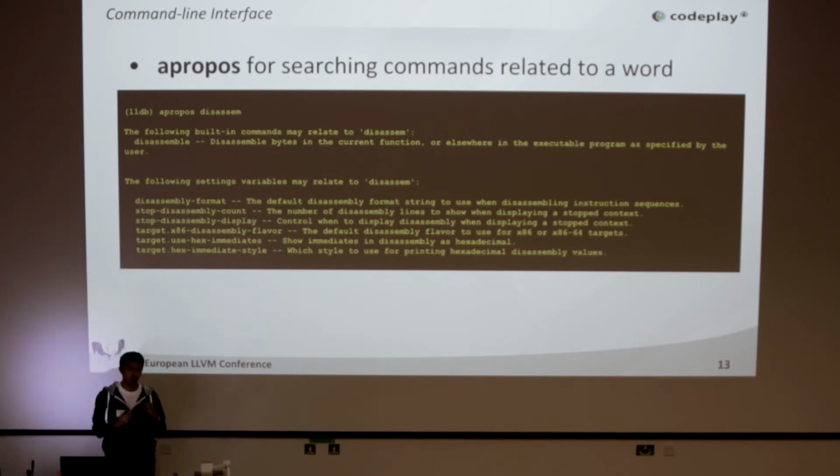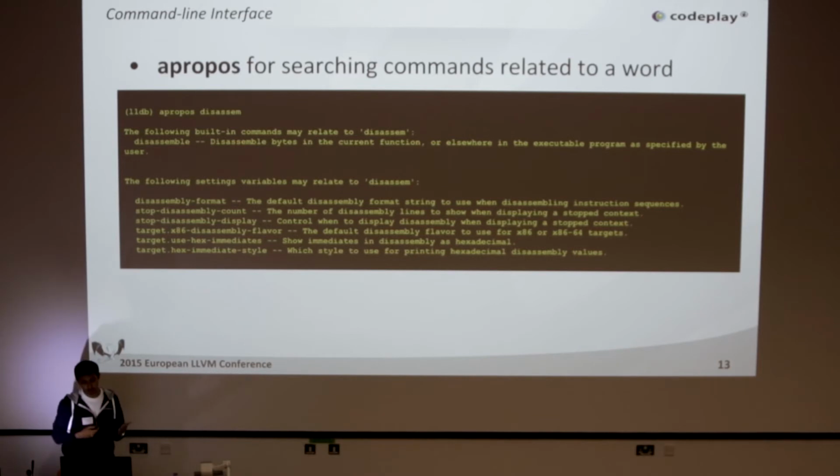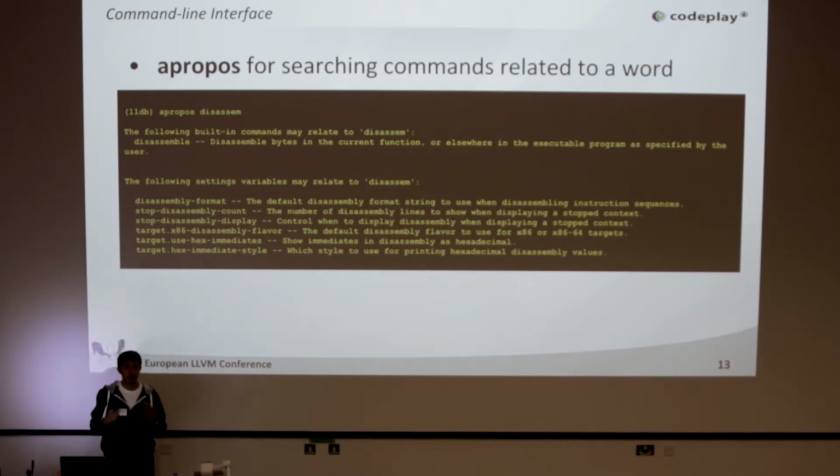It's sort of like grepping through all the settings and all the commands. So if you want to find out what commands are available with a certain string, you just do the apropos command. You just type in that string, and you can see the available commands, and these are all the settings related to the system string. So it's very useful in finding out commands while using LLDB.